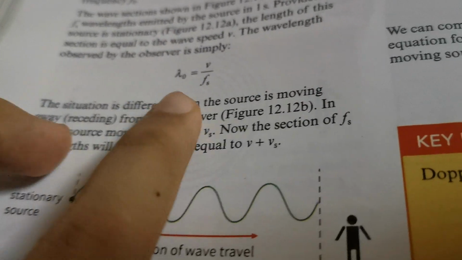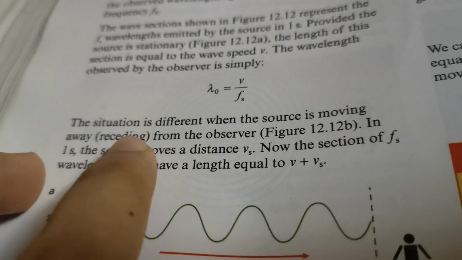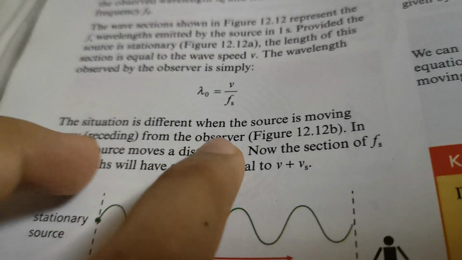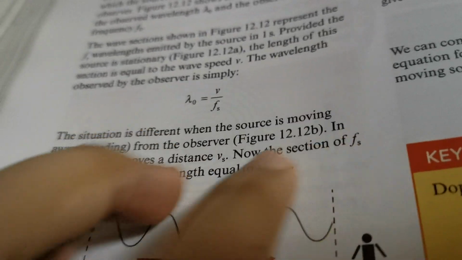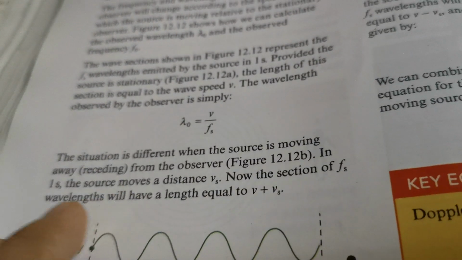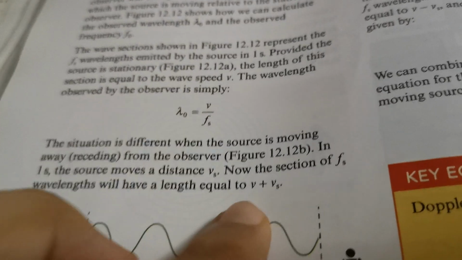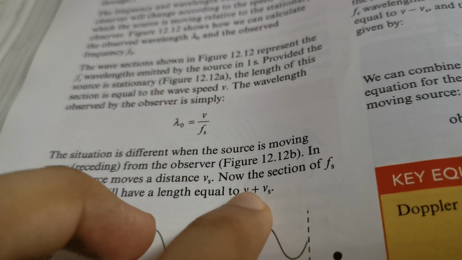Now this is basically talking about 12b. The situation is different when the source is moving away, receding from the observer. It's moving away from the observer, as in here. In 1 second the source moves a distance of vs. Now the wavelength of the source, fs, will have length equal to the velocity of the wave plus vs, the speed of the source.